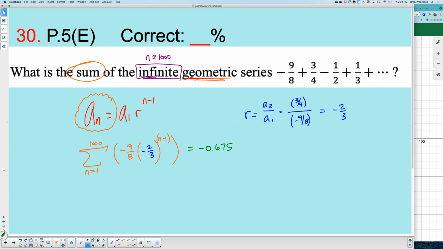-0.675. Do me a favor, change that to a fraction. Press the button on the left, the blue one, where the white button is, and it changes to a fraction. What do you get? -27 over 40. That'll be our solution there. I'm going to write it this way. That would be the sum.